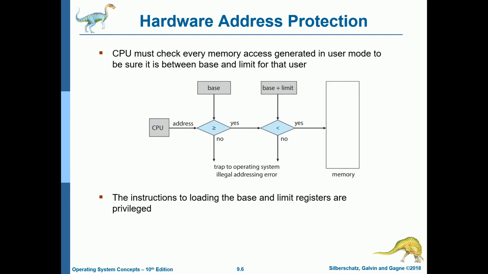The scheme prevents a user program from accidentally or deliberately modifying the code or data structure of either the operating system or other users. The base and limit registers can be loaded only by the operating system, which uses a special privileged instruction. Since privileged instructions can be executed only in kernel mode, and since only the operating system executes in kernel mode, only the operating system can load the base and limit registers. This scheme allows the operating system to change the value of the registers, but prevents user programs from changing the register's contents.